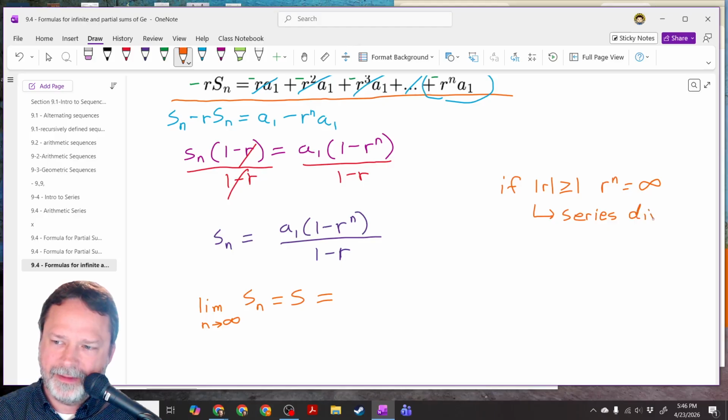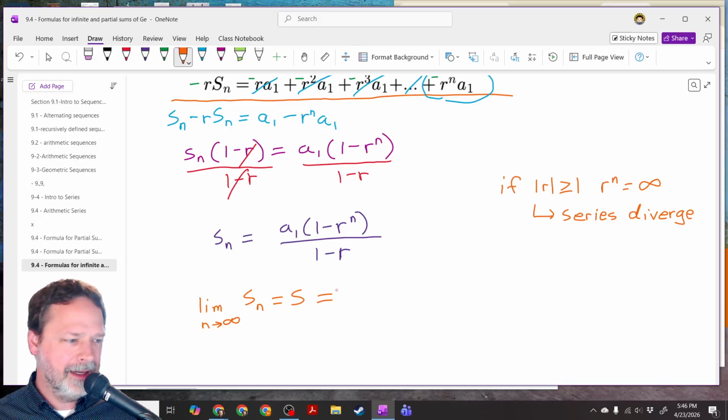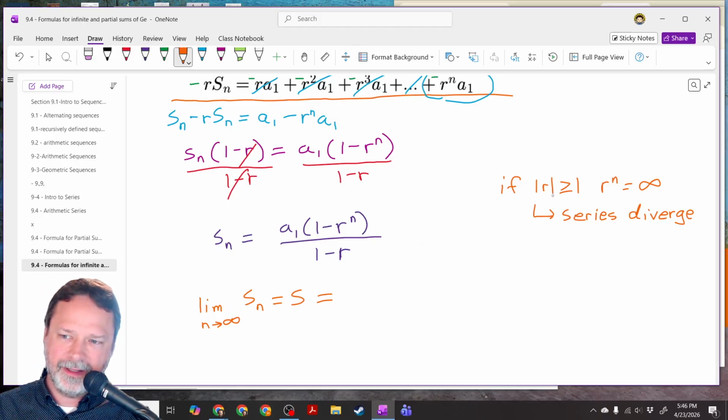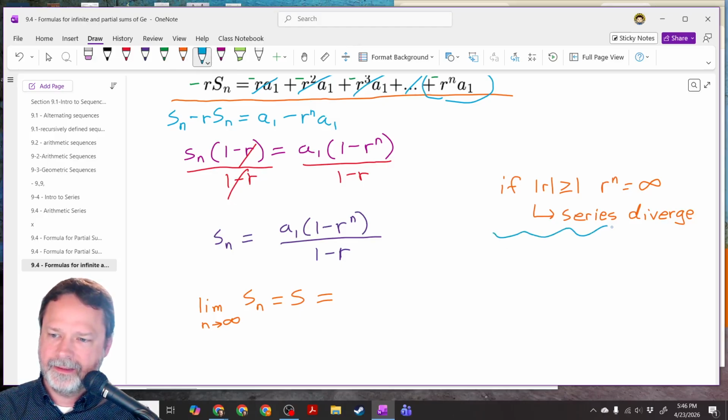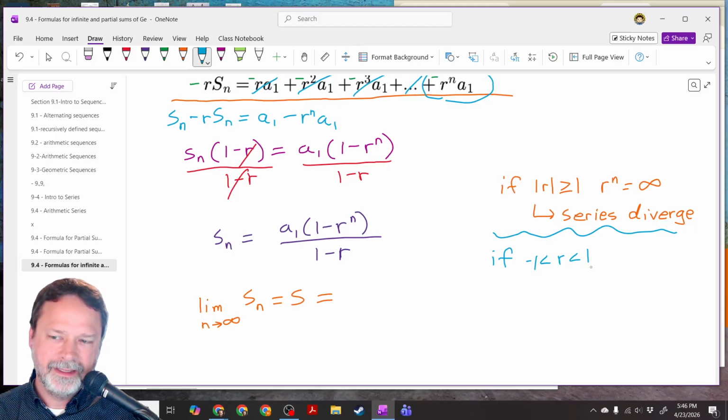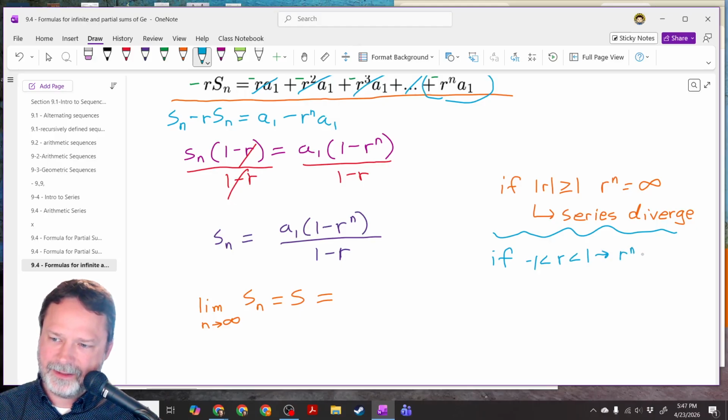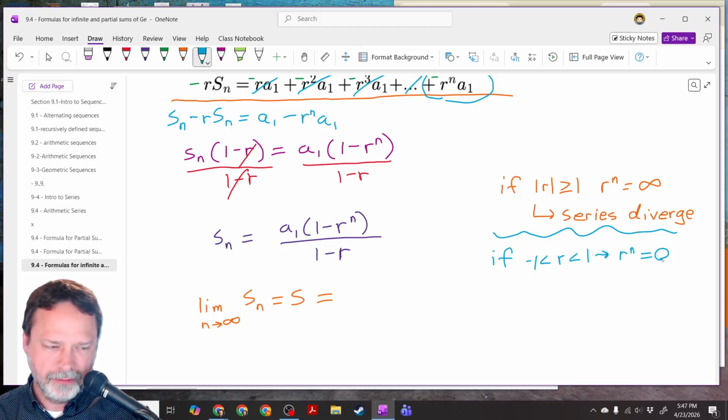And so we wouldn't even bother trying to find a sum for all the terms in a geometric series if the absolute value of r is greater than or equal to 1. However, if r, on the other hand, is less than 1 and greater than negative 1, so it's in between negative 1 and 1, then that means r to the n is going to be pretty much 0.